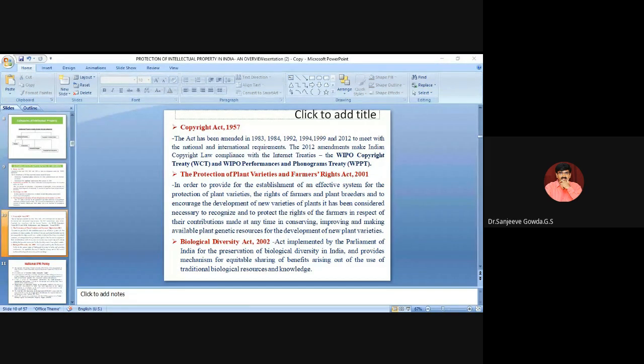Then what are the legal requirements to register a trademark in India? Here the mark should be capable of being represented graphically, that is, in paper form.